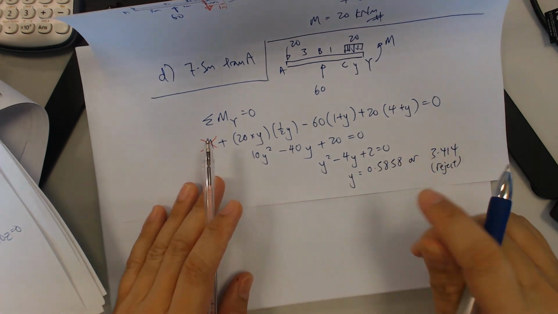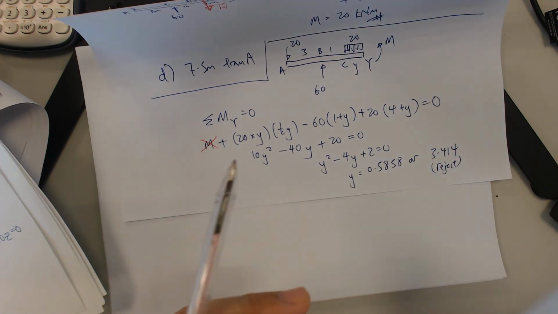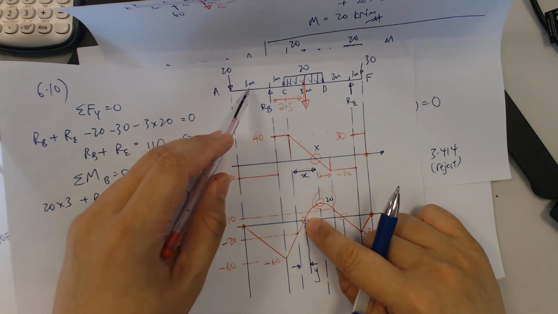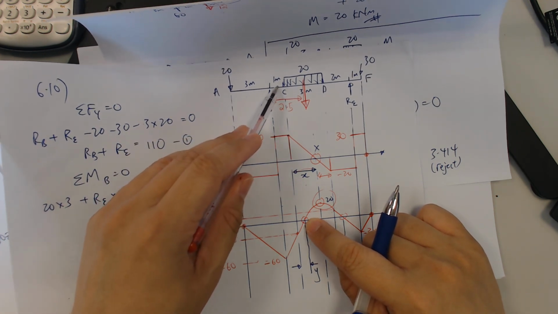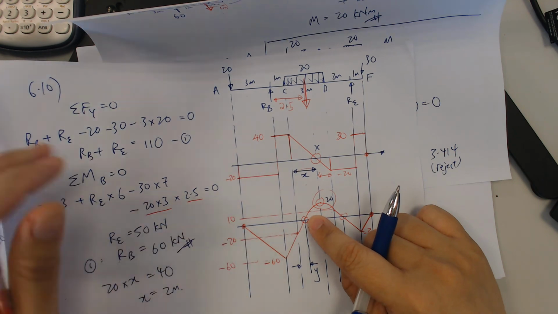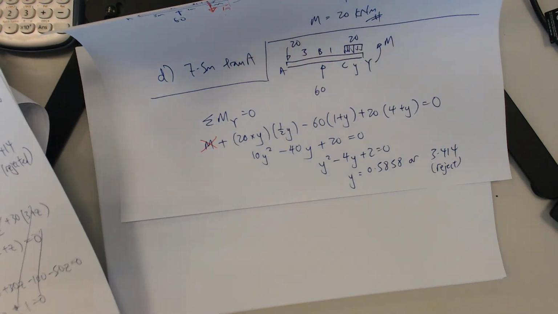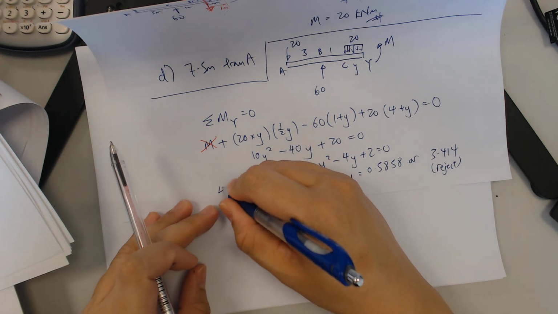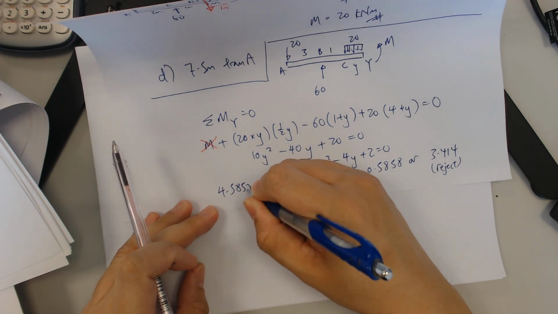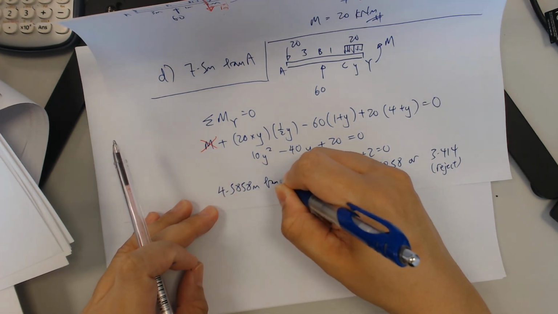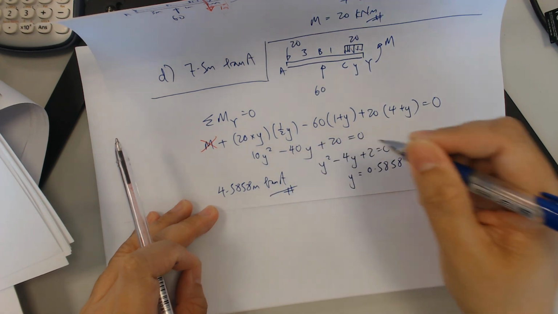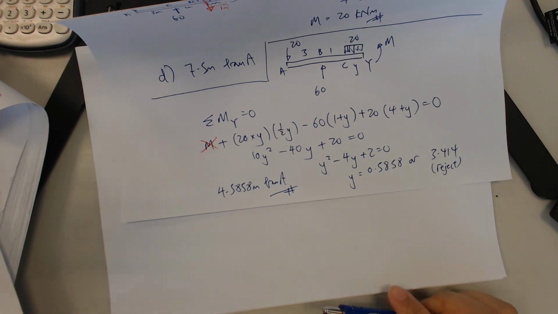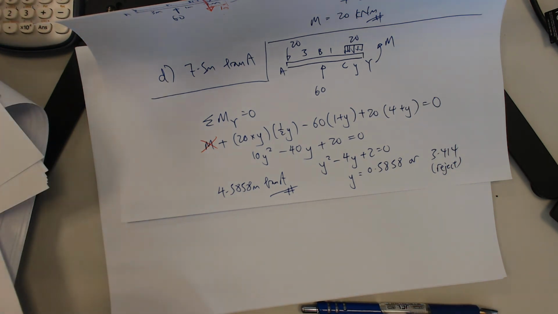So the answer should be 3 plus 1 is 4, so 4.5858. Okay, so it's 4.5858 meters from A. Okay, so there you have it. Quite tedious, but the process is very standard.